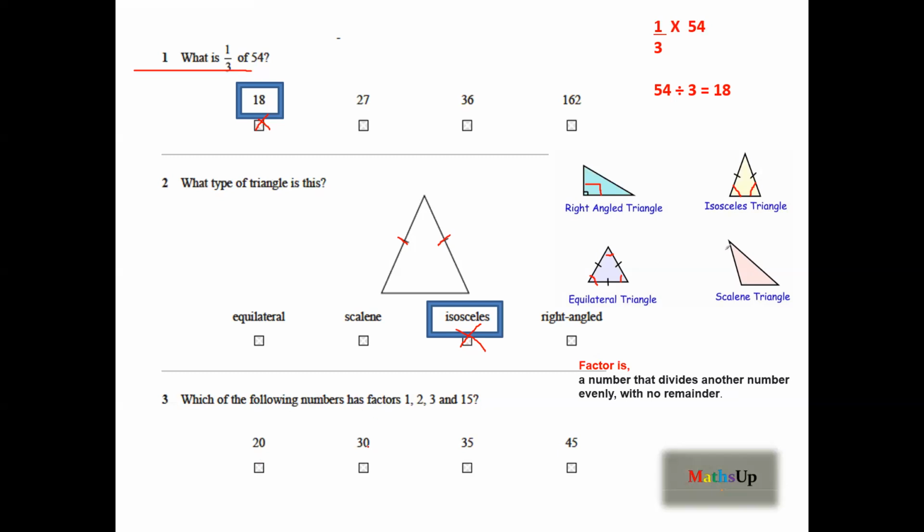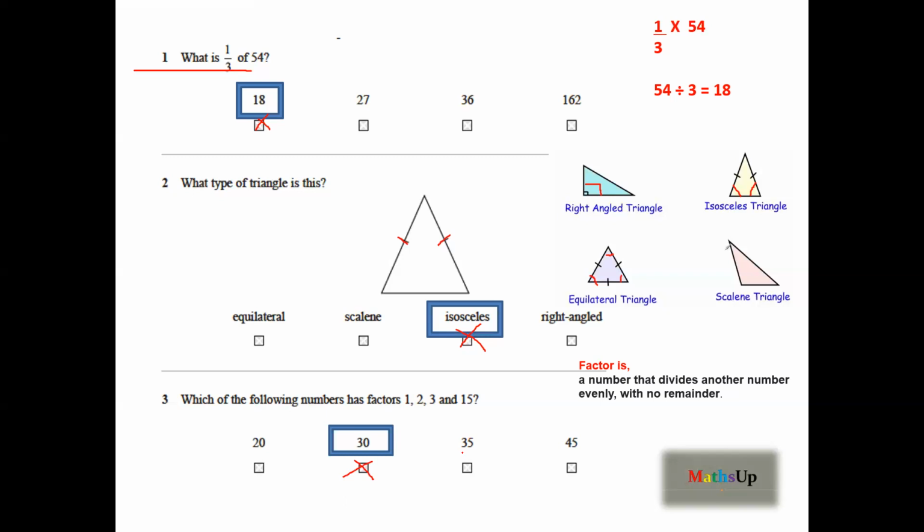Then we'll move to 30. 30 can divide by 1, it can divide by 2, 3, and 15 without getting any remainder. That means all the 4 numbers are factors of 30. Therefore, 30 should be the correct answer for question number 3.